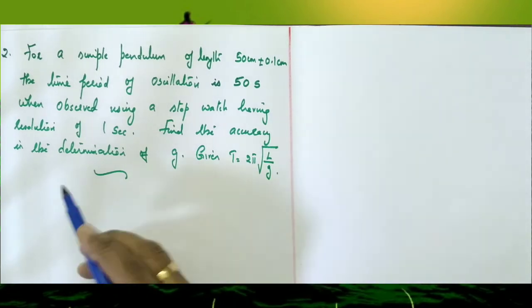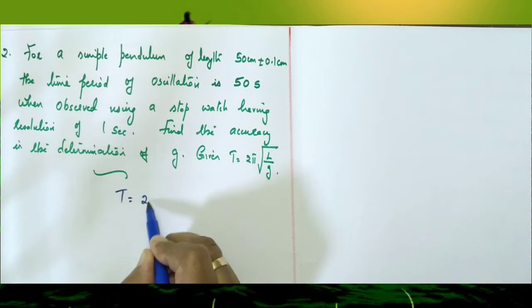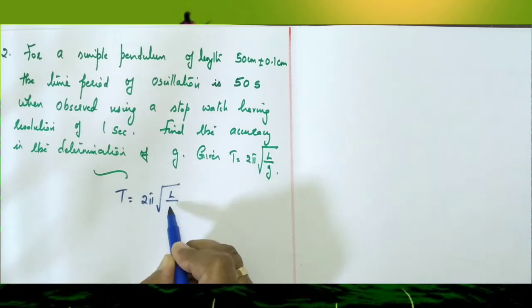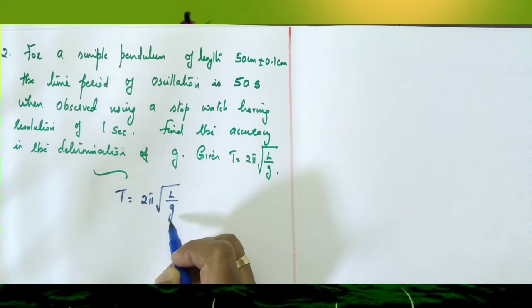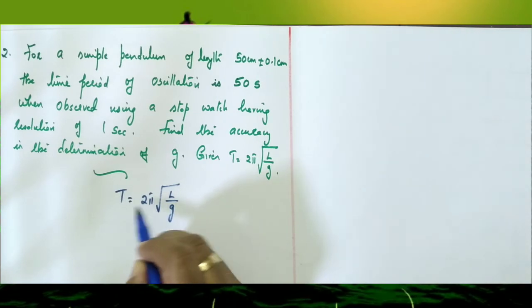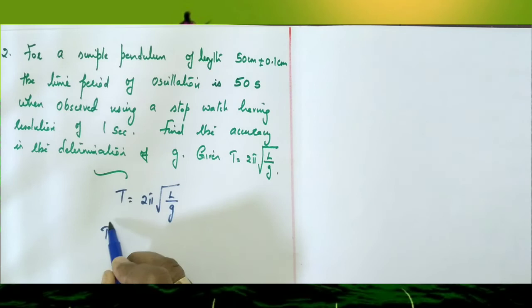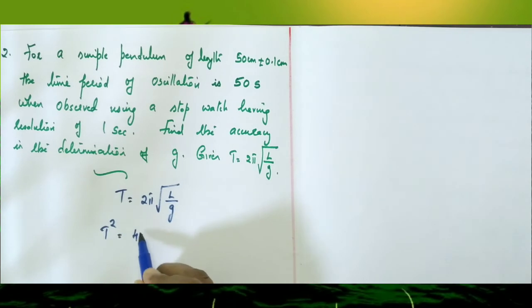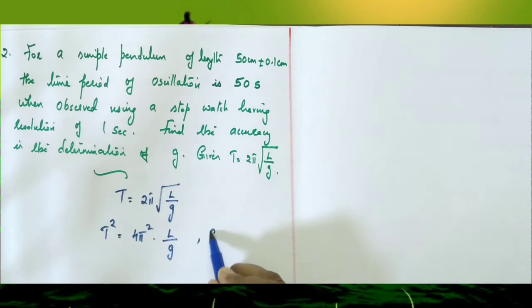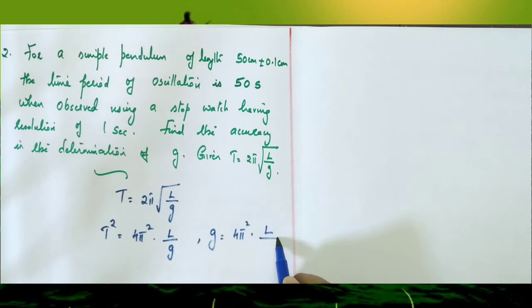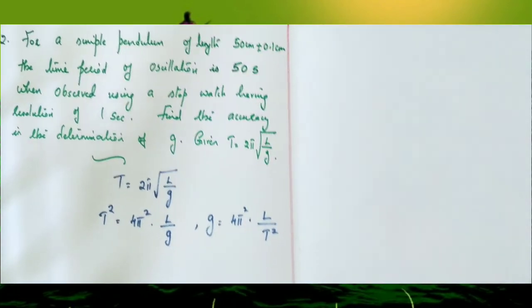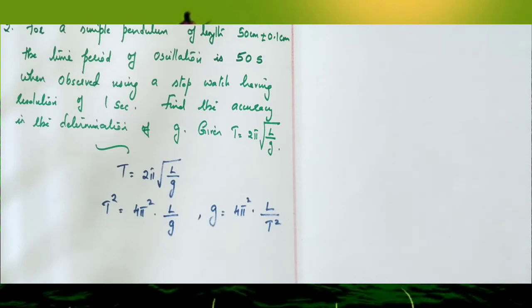Accuracy in the determination of g means we have to find out the percentage error in g. Okay, so we have T equal to 2 pi root of L divided by g. From this, how will you write g? We can just square the equation. Squaring, we can write T square equals 4 pi square into L divided by g. So g can be written as 4 pi square into L divided by T square. So this is the formula for g.